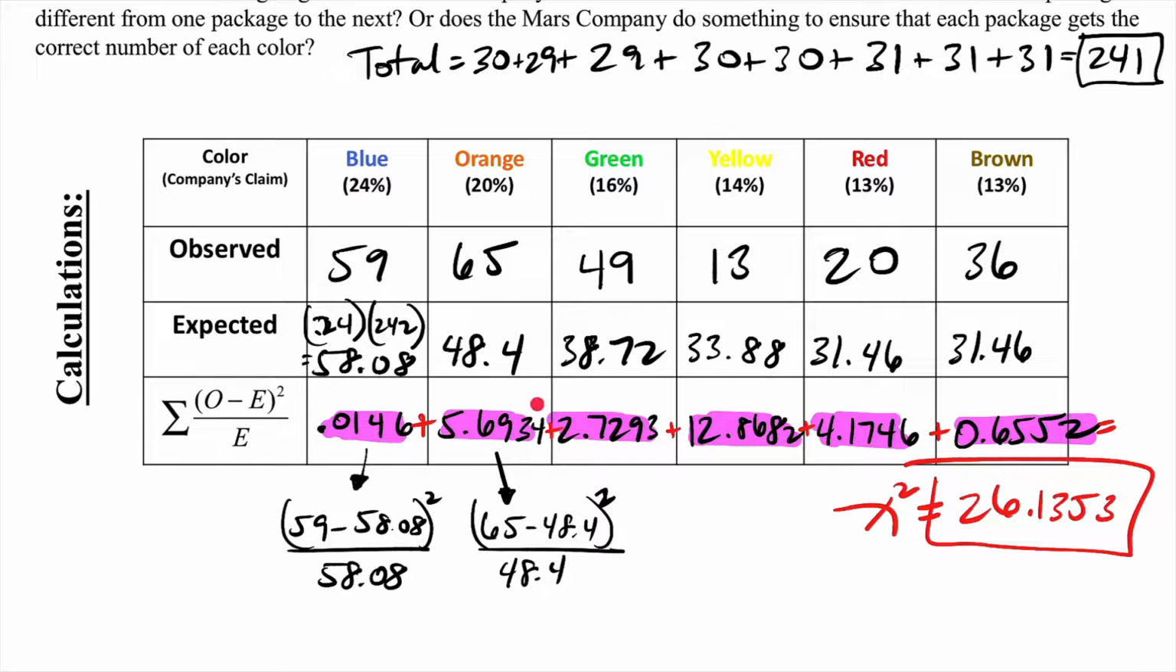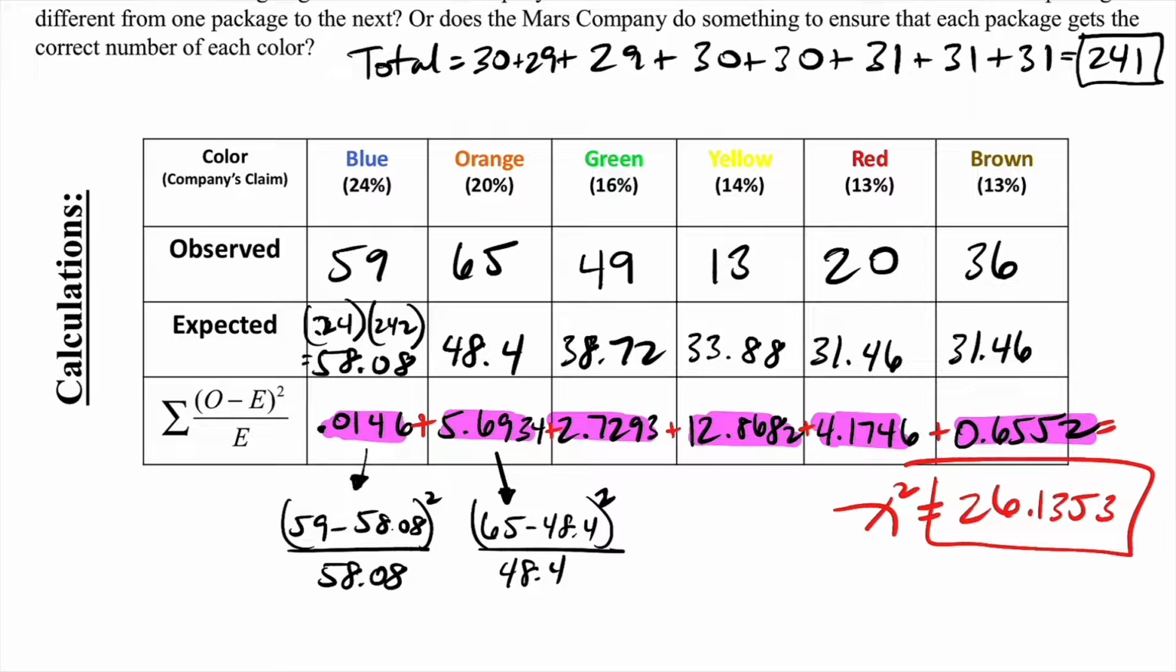The other one, 5.6934, orange, is due to the difference here. Which one has the lowest chi-square? Blue, yeah. Why is blue's the smallest chi-square?